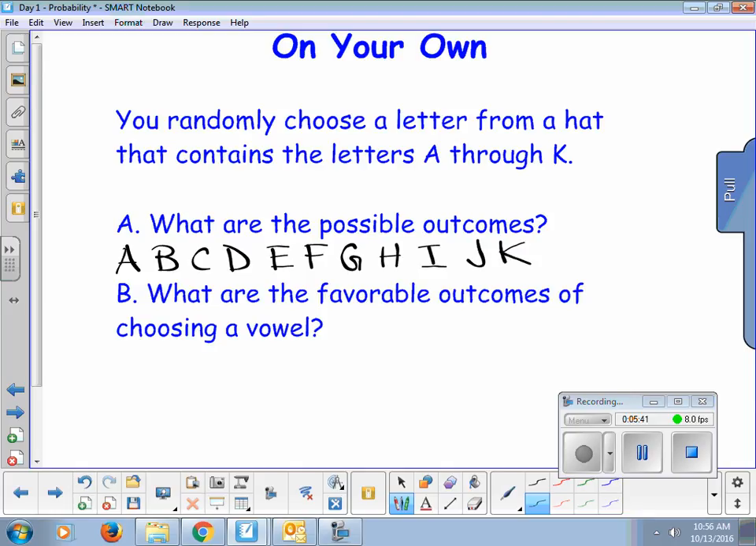Okay, so out of these possible outcomes, what would be our favorable outcomes of choosing a vowel? A, E, I, O, U, something. So, do we have O, U, and Y in our possible outcomes? No, so only A, E, and I would be our favorable outcomes because those are the only vowels in our possible outcomes.